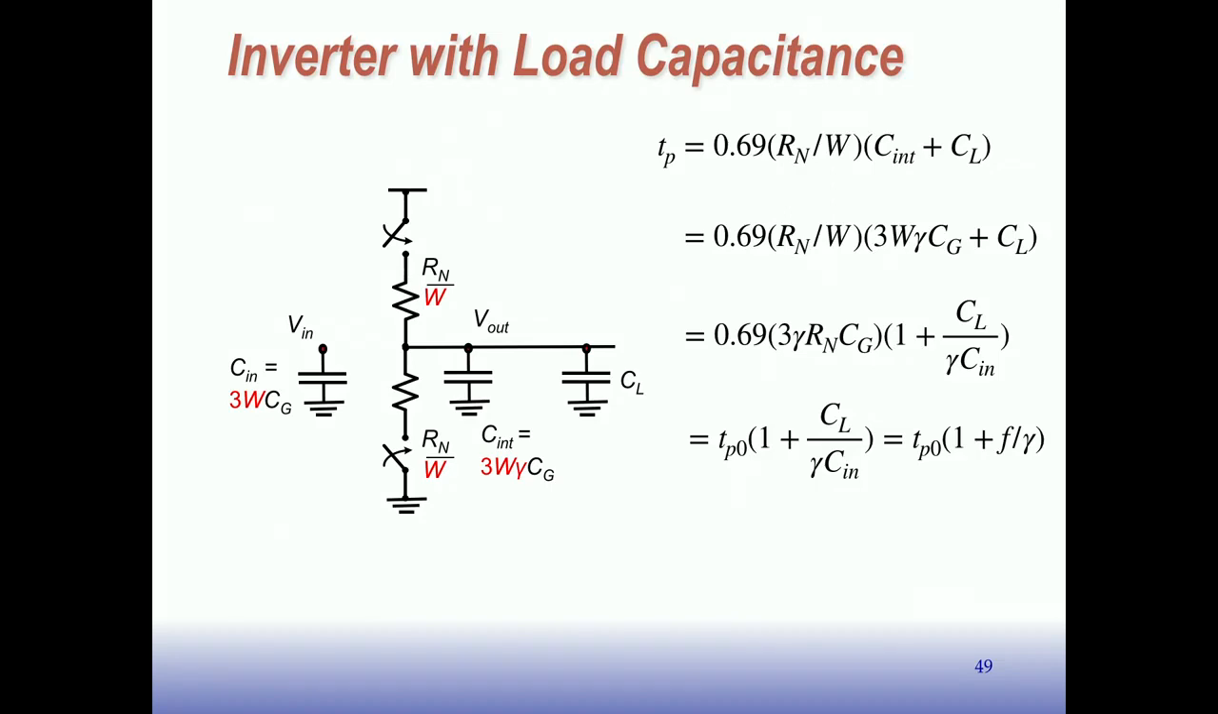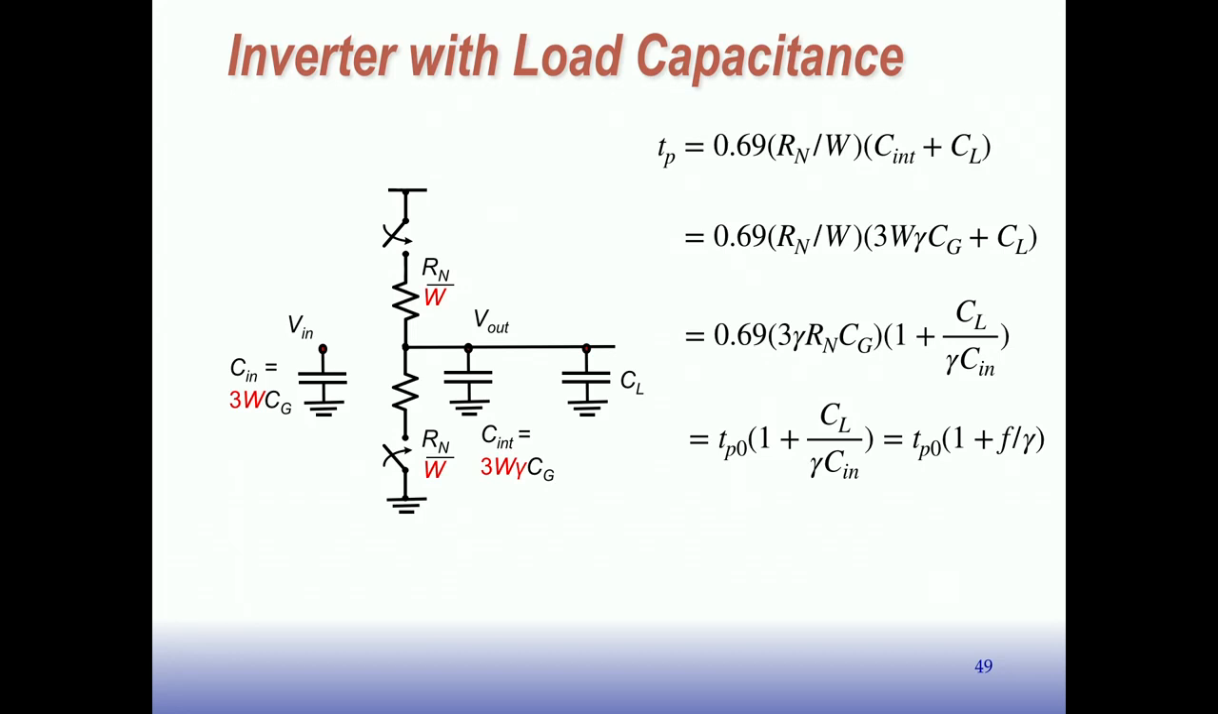Okay, so we can change our formula here. Now we have 0.69, which is natural log of 2, times R_n over W, which is the pull down or the pull up resistance, times now C internal plus C_L. So that's going to represent the propagation delay for this inverter if it's driving an output capacitance. And then we can plug in what we know. We know C internal, which is here, and then refactor things, factor that out.